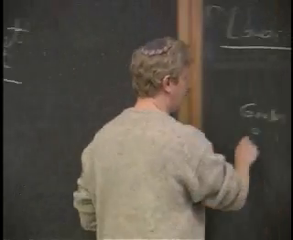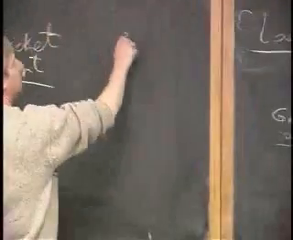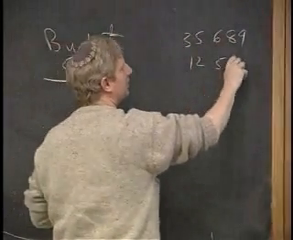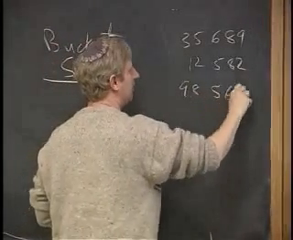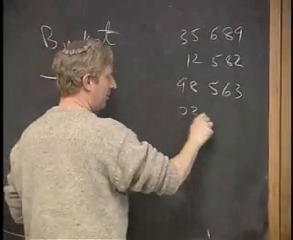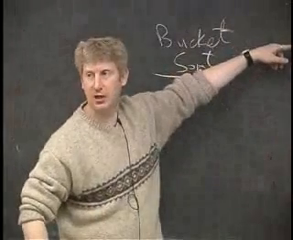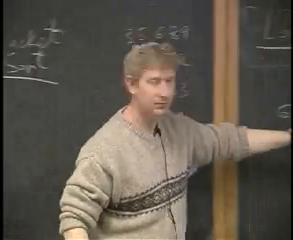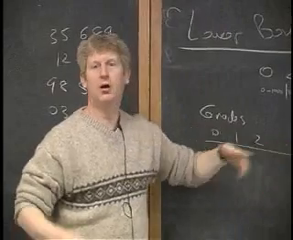It's a little trickier than counting sort. I look at a score. I've got a bunch of scores: 35,689, 12,582, 98,563, 3,126. I look at 35,689. What do I do? I go to slot 35, and I increment it by, this is fine.